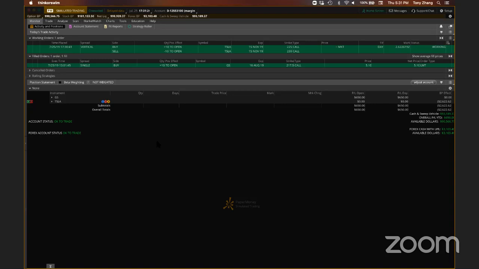Is Thinkorswim available in Canada? I believe there is a Thinkorswim available in Canada, but it might only be for U.S. securities.